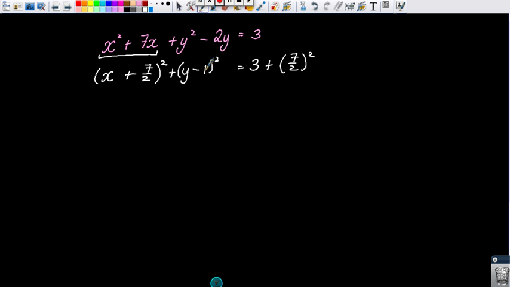For y, you halve it. And again, when I expand this, I'll get the y squared. I'll get the minus 2y. I also get this thing squared. What's minus 1 squared? So I've technically added 1 to this side. I must add 1 to this side.